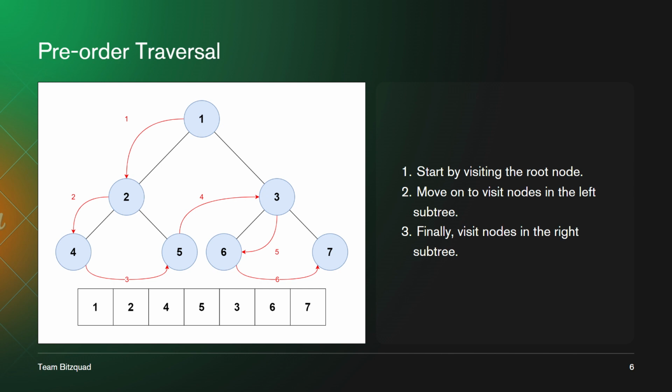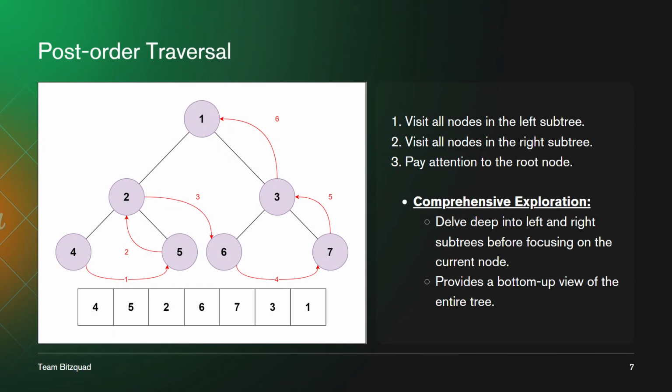In the world of trees, particularly binary trees, this method is known as pre-order traversal. It goes like this. You start by visiting the root node. Then you move on to visit all the nodes in the left subtree. And finally, you visit all the nodes in the right subtree. So, in a sense, it's like you are exploring the tree in a systematic way, beginning with the current node and then working your way through the left and right subtrees. This method helps you get a good overview of the tree's structure.